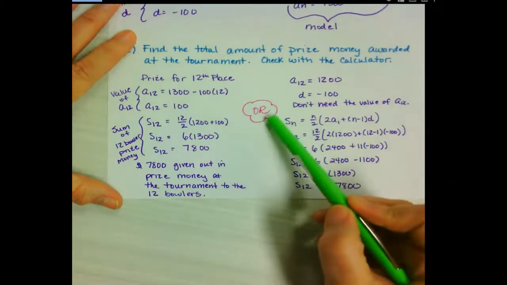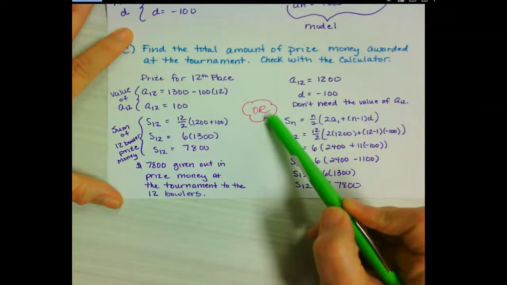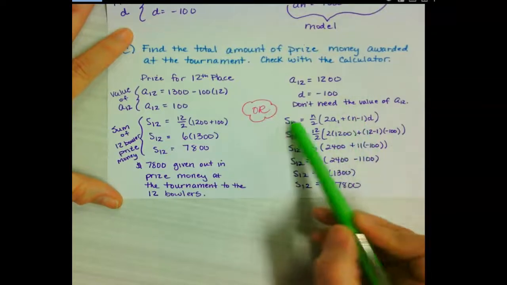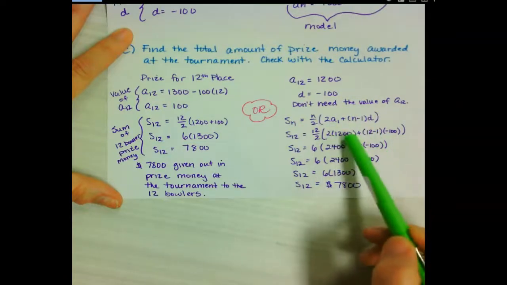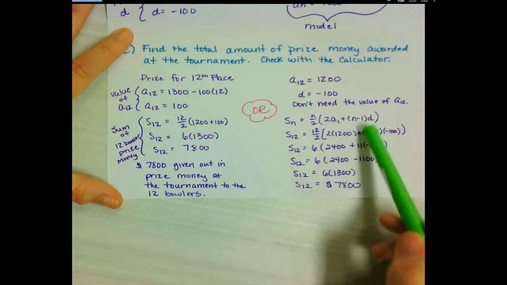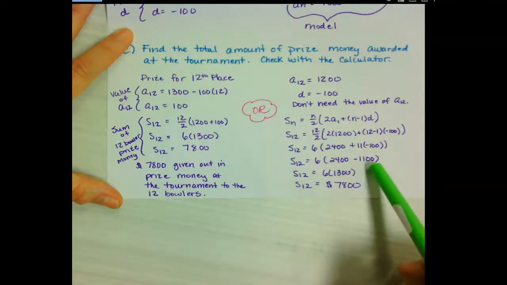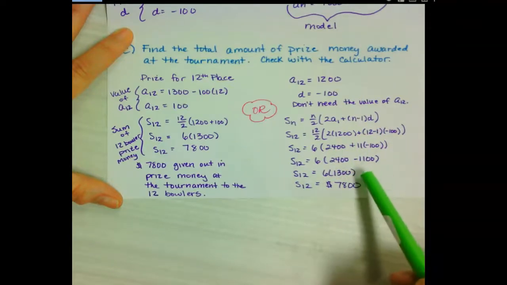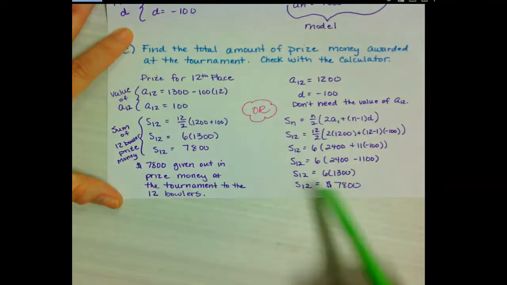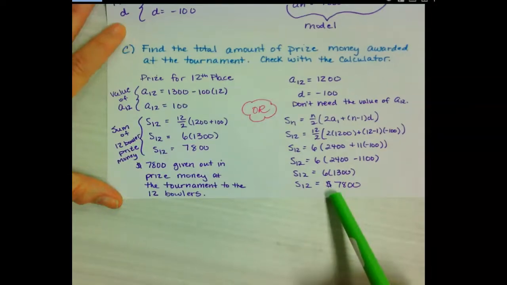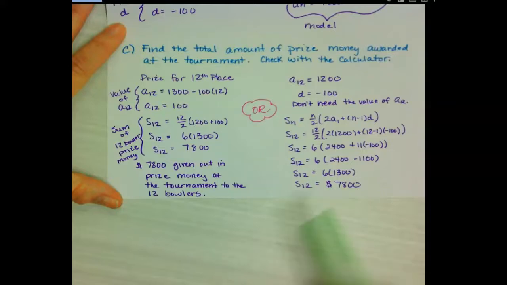Now, if I went the other way, where I didn't need to determine what a sub 12 was, then I use this model. I plug everything in where it goes. I distribute through. I collect my like terms. I get down to 6 times 1300, which means S sub 12 is again $7,800. Don't forget it is money, so I would expect to see the appropriate units anytime you're talking about a word problem. And this might give you an idea of how they would scaffold the questions through.